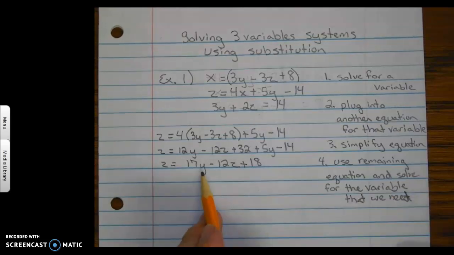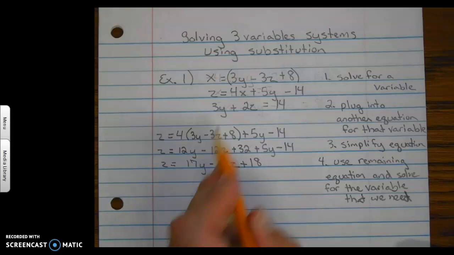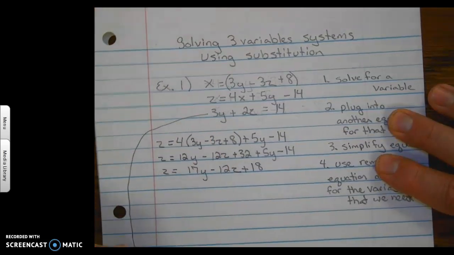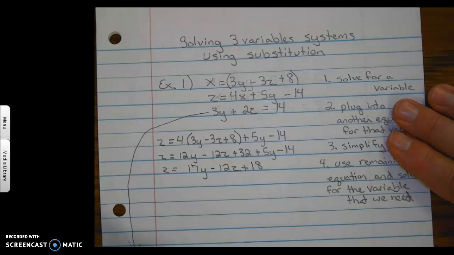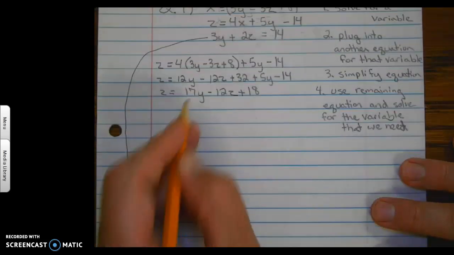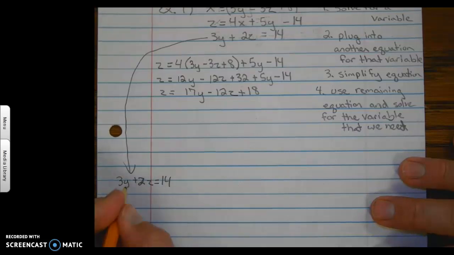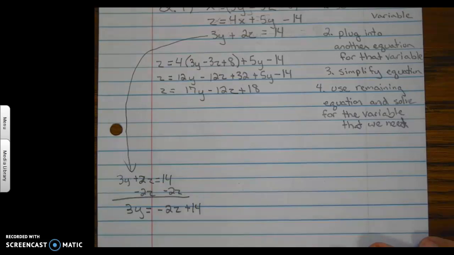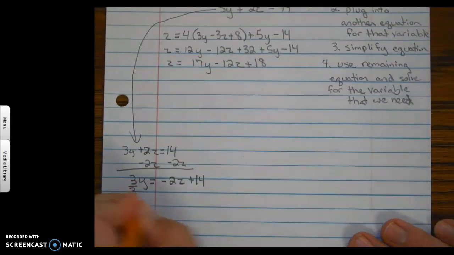So the one that we need is y. So we're going to solve this for y. So let's take this equation down here and let's solve it for y. So we can substitute it in here. All right. So solving this equation for y, moving the z to the other side. Okay, and canceling out the 3.